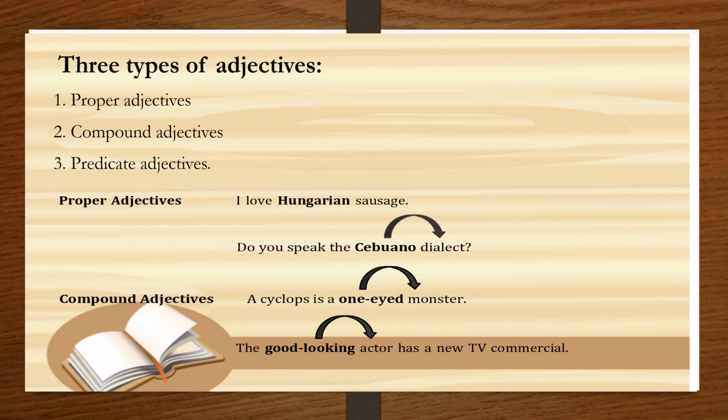Compound adjectives. A cyclops is a one-eyed monster. One-eyed describes or modifies monster. The good-looking actor has a new TV commercial. Good-looking modifies the actor.